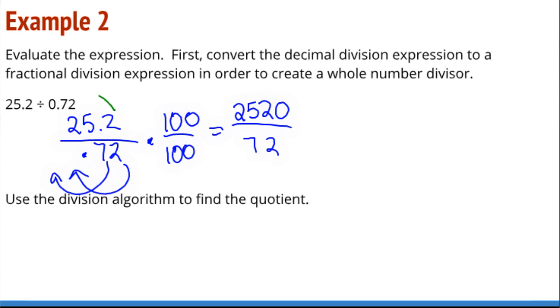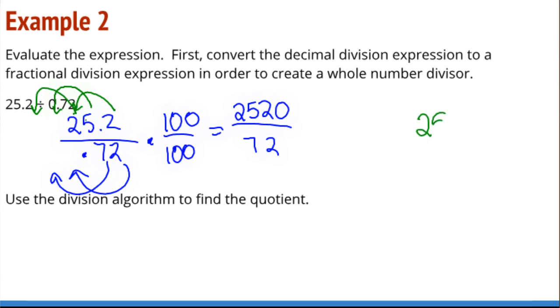This 2/10 is going to move 2 places. The 5/10 is going to move 2 places. And the 5/1s and then the 2/10 are going to move 2 places. So I get 2,520. And now I am supposed to use the division algorithm to find the quotient.